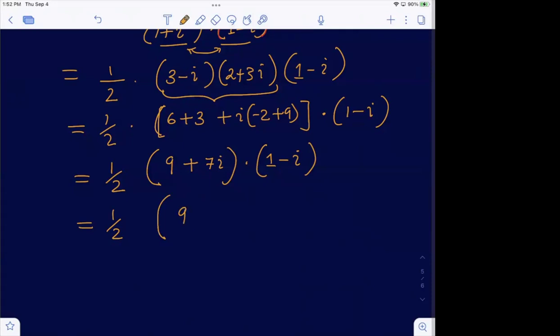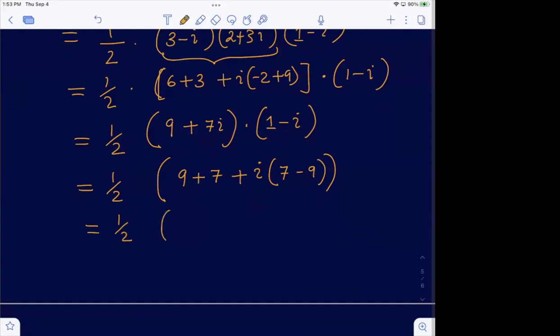9 minus i square times 7, so plus 7, and then plus i times 7, 7i, and then minus 9i. So 7 minus 9.